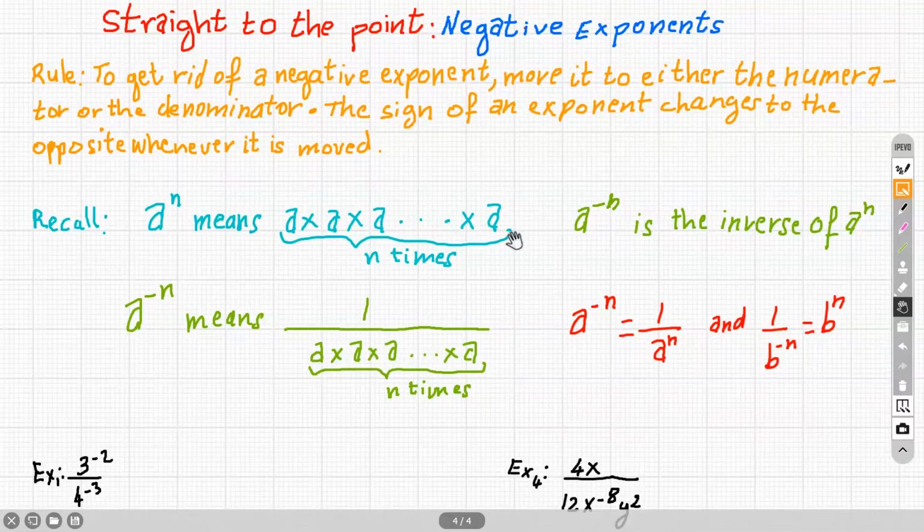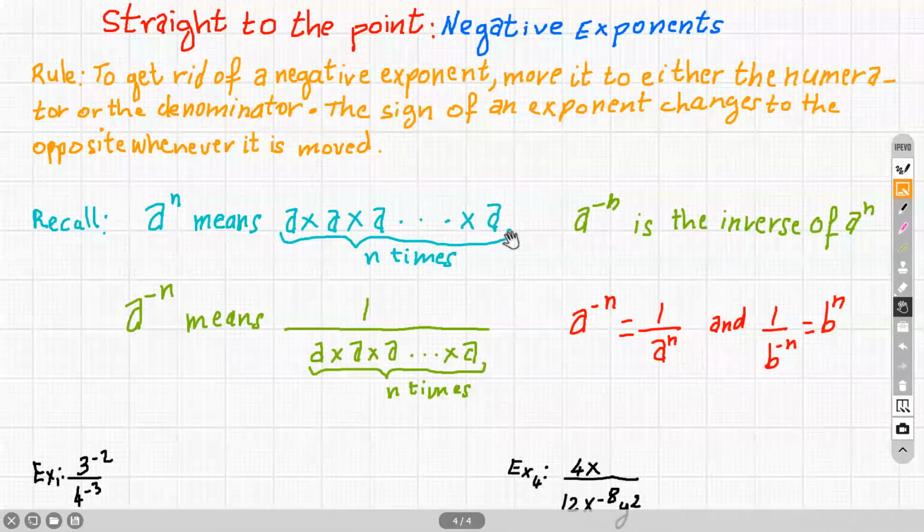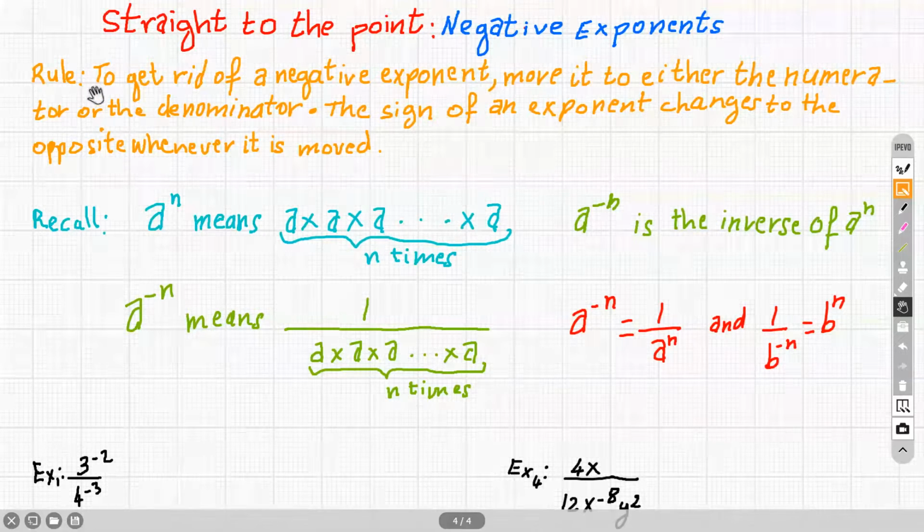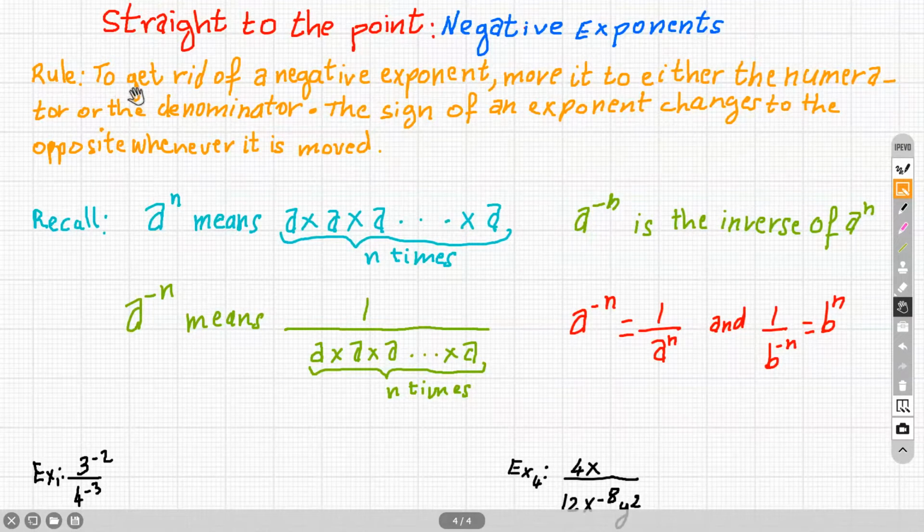So, straight to the point lesson. We are going to talk about negative exponents. The rule about negative exponents is, if you want to get rid of a negative exponent, move it to either the numerator or the denominator. The sign of an exponent changes to the opposite whenever it is moved.